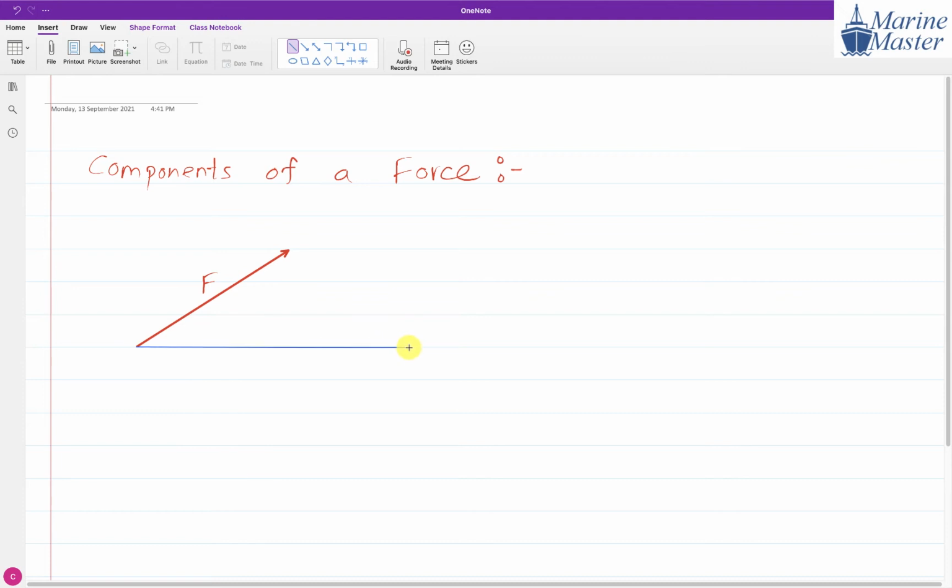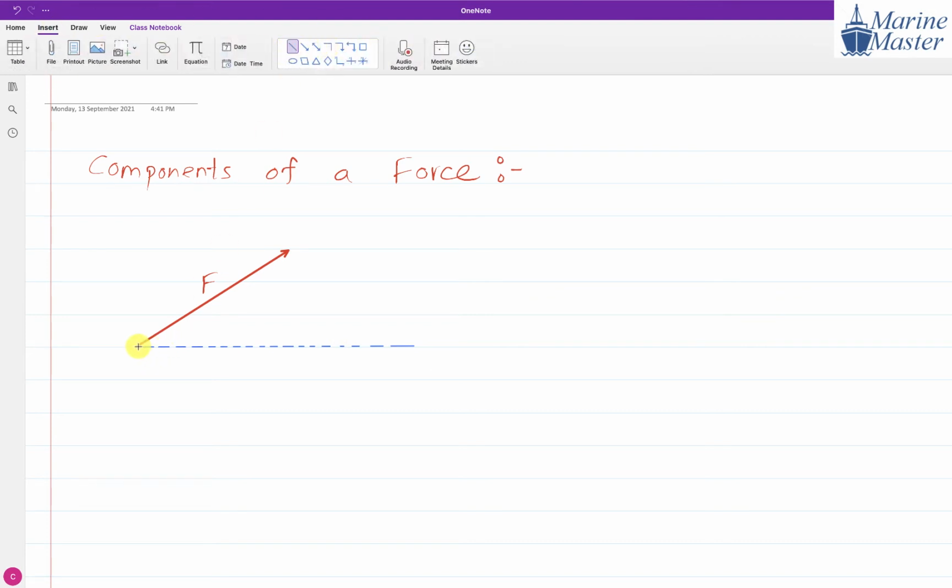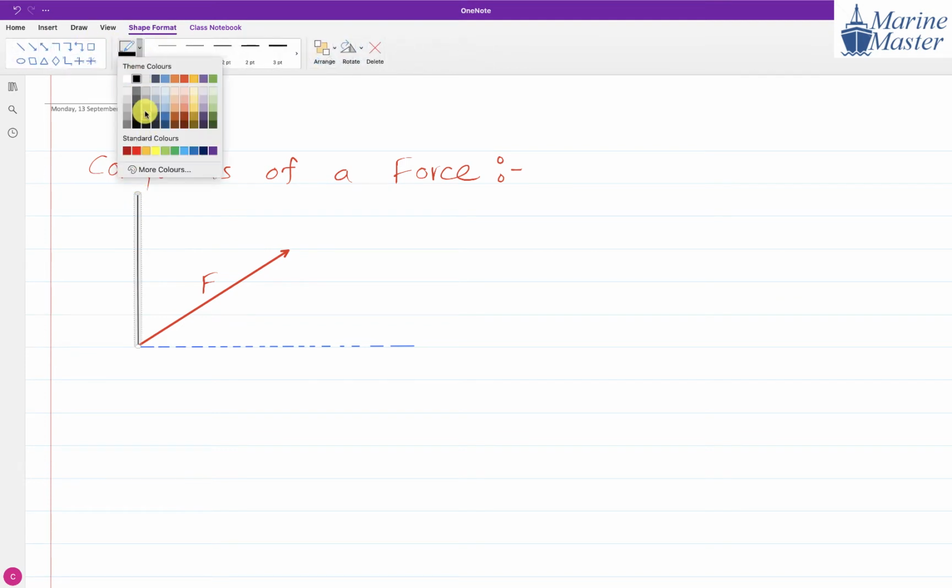Just observe here carefully. I am going to make it dotted. So this is our x-axis. Then another dotted line. One minute, I am going to make it blue.